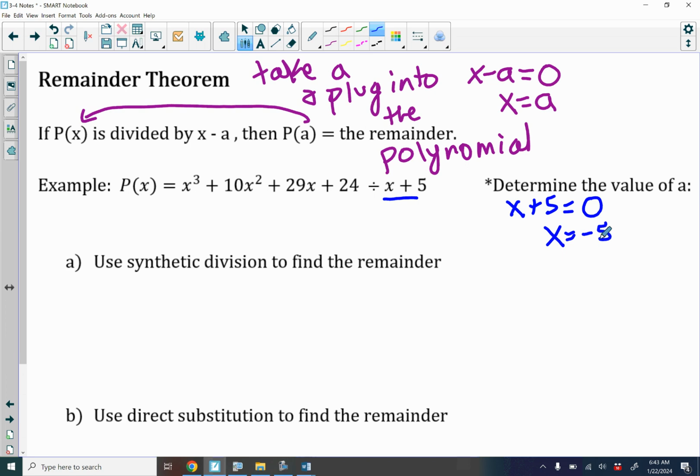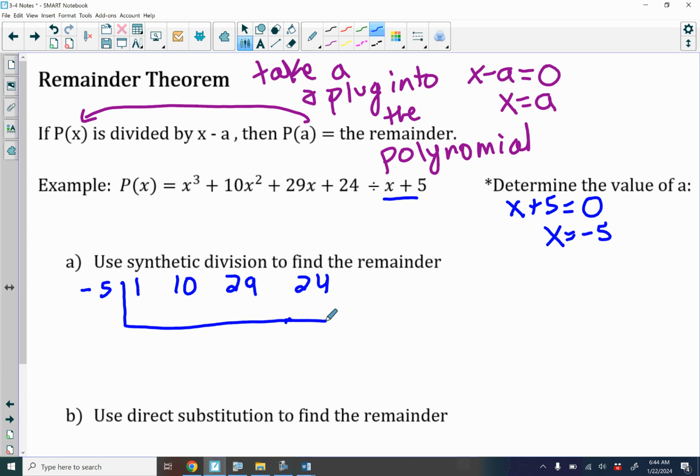So now, the synthetic division way. Remember, we take negative 5, and that's going to be on the outside of the box. And then the coefficients of our p of x polynomial are going to be on the inside. Once again, we start with an x cubed. We want the coefficients, the numbers in front of the variables. So we have a 1. Then we should have an x squared term, which we do, so that coefficient is 10. Then our next term is x, which is 29. And then our last term is a constant, 24. We did not have any missing terms, so we did not need to use 0 as a placeholder.